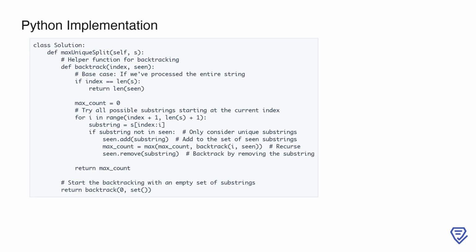First, we define the maxUniqueSplit function, which takes the string S as input. Inside, we define a helper function, backtrack, that handles the recursive exploration of substrings. The backtrack function takes two arguments: index, representing the current position in the string, and seen, a set that keeps track of substrings already used. The recursion stops when index reaches the end of the string, the base case. At that point, the function returns the size of the seen set, which represents the number of unique substrings.